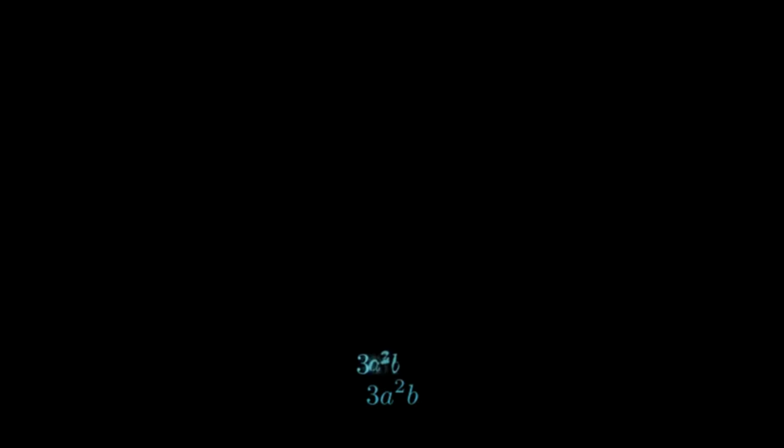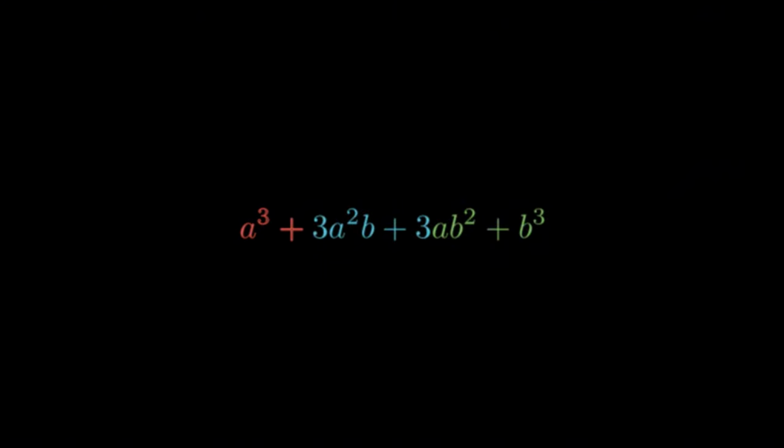Now we can rewrite our simplified expression by keeping the a cubed and b cubed terms, which don't have any like terms to combine, and adding in our simplified terms 3a squared b and 3ab squared. Let's look closely at the coefficients in our final expression. A cubed has a coefficient of 1, a squared b has a coefficient of 3, ab squared has a coefficient of 3, and b cubed has a coefficient of 1.